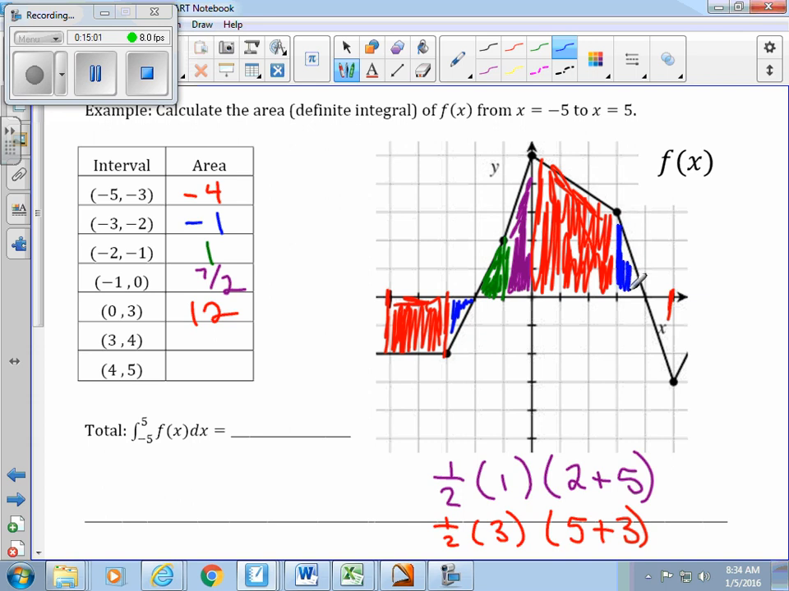One-half base times height. Now, it looks like they gave us this breakdown for some, but can you now see why they picked the breakdown they chose? And so what is it, 3 over 2? And negative 3 over 2 for the green area, the next one.